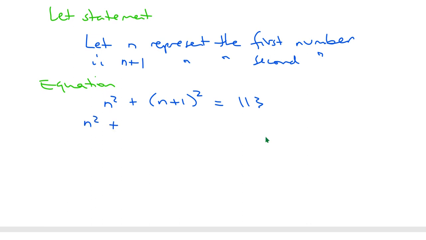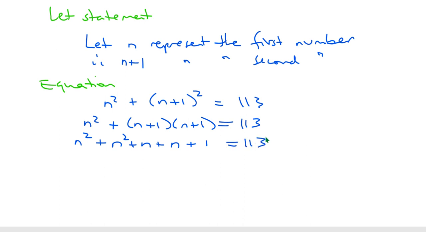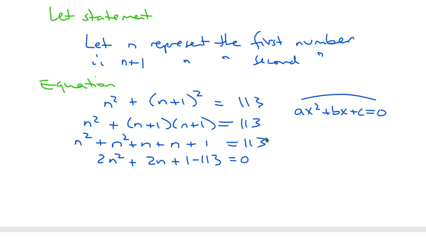n squared plus n plus 1 squared, which is n plus 1 times n plus 1, equals 113. Expand, so I'm going to get n squared plus n squared plus n plus n plus 1 equals 113, which is 2n squared plus 2n plus 1. Now, a quadratic equation has everything on the left side and equal to 0, right? So ax squared plus bx plus c equals 0. This is what I want. And now I have 2n squared plus 2n minus 112 equals 0.